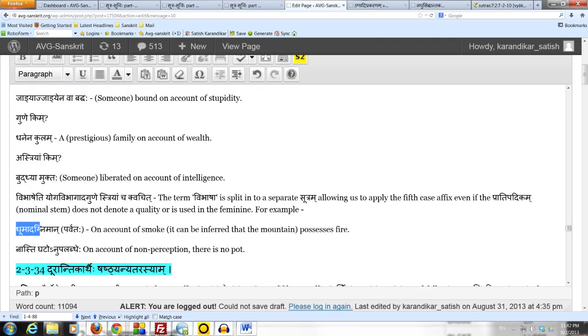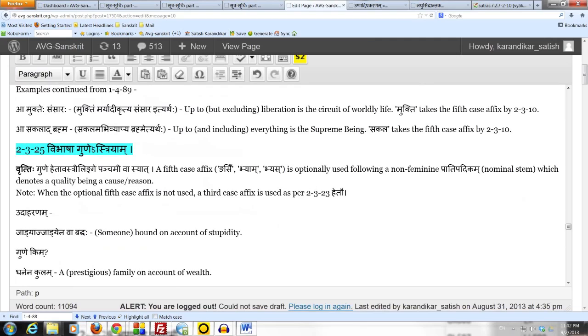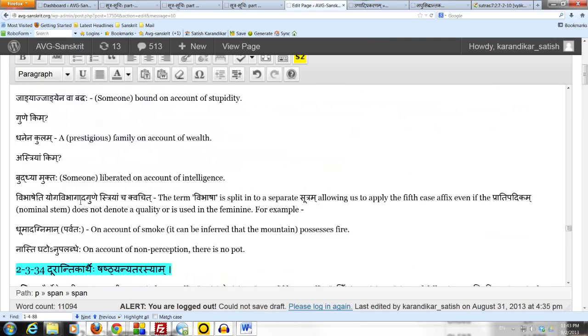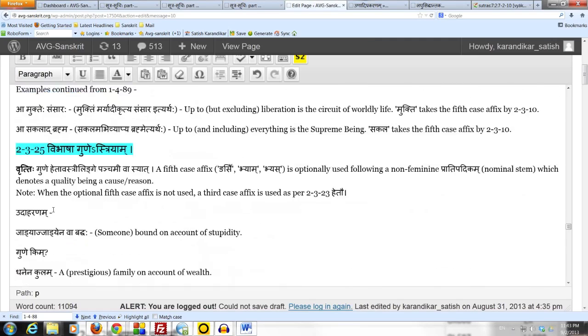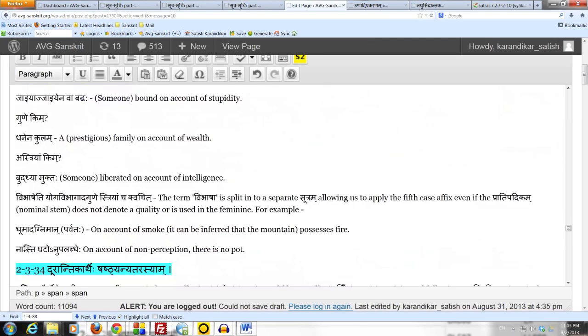Second example here is nasti ghato nupalabdheh. Na asti ghataha anupalabdheh. On account of non-perception, there is no pot. Upalabdhi means perception or recognition. Anupalabdhi means non-perception. It is a feminine pratipadikam. Here again, if we kept 2.3.25 as it is, the condition astriyam is not satisfied and we could not justify the fifth case affix being used following the pratipadikam anupalabdhi to denote the cause or reason why there is no pot. But when we split the sutram into two parts, make vibhasha a separate sutram, then we can justify the fifth case affix, even though anupalabdhi is a feminine pratipadikam.